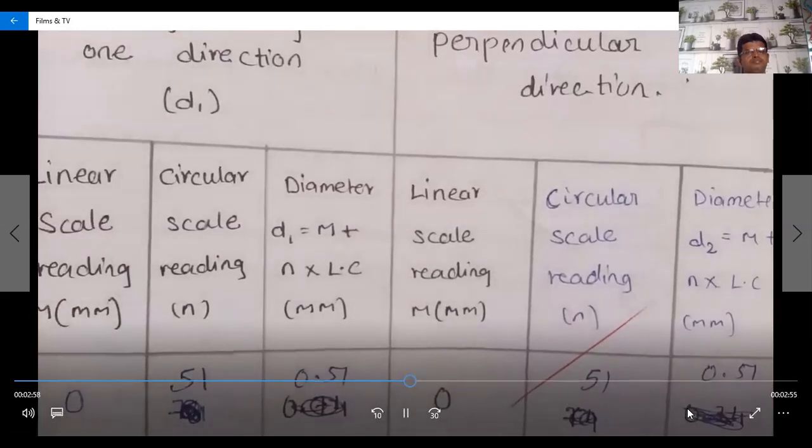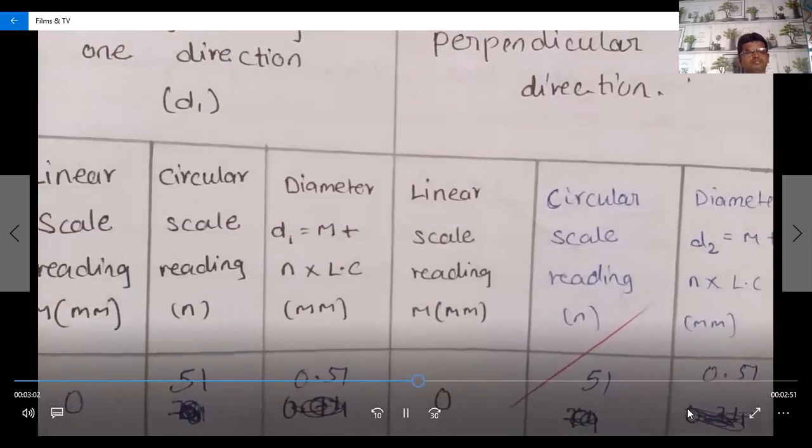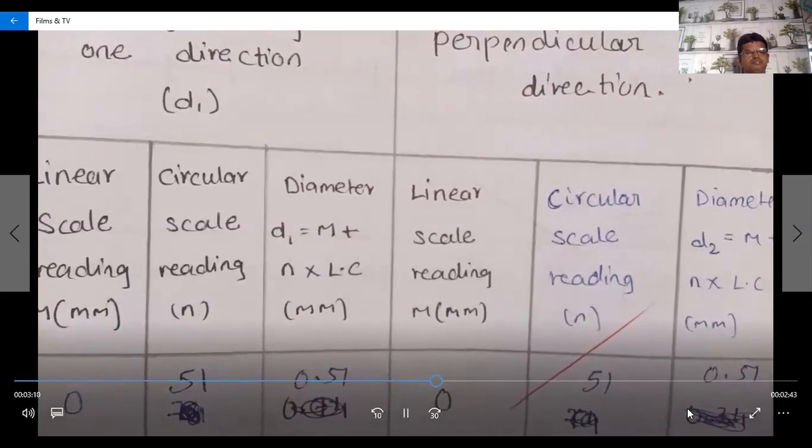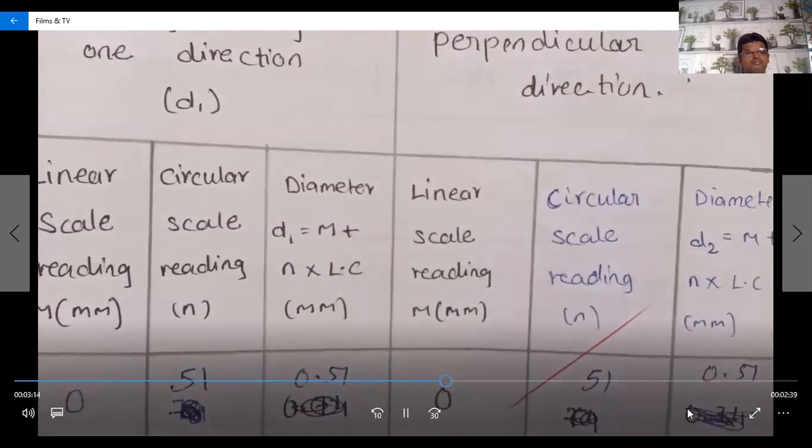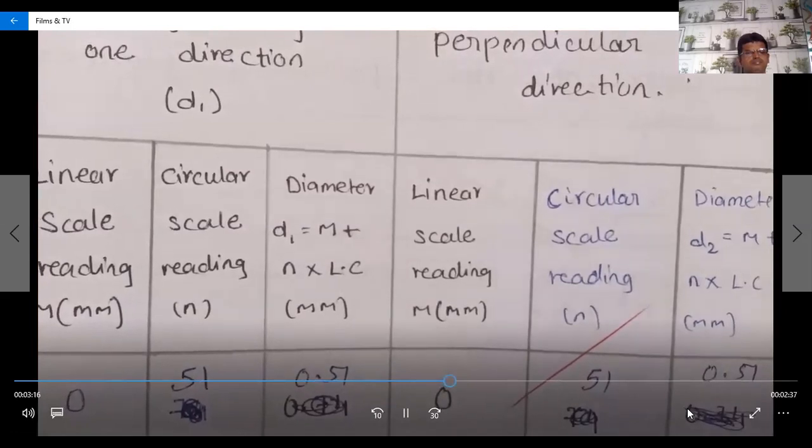Linear means main scale 0, circular scale 51, and then after calculation, perpendicular again, we retain the same value: main scale 0 and circular division 51. So this is table number A. Now after that we solve table number B.